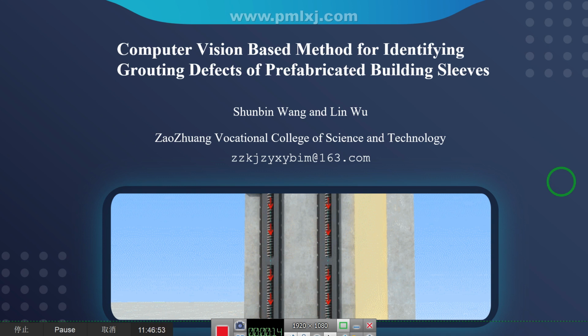Dear conference team, dear respected experts and scholars, the title of this paper is Computer Vision-Based Method for Identifying Grouting Defects of Prefabricated Building Sleeves.